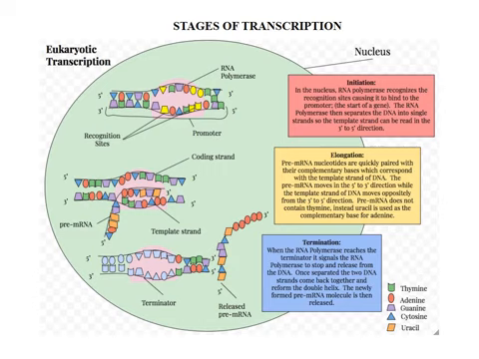And this termination process takes place with the help of factor-dependent or factor-independent mechanisms. The factor-dependent one needs a specific transcription termination factor, and the factor-independent one doesn't. For the factor-independent, RNA polymerase 3 itself can terminate the transcription efficiently without the need of additional factors.